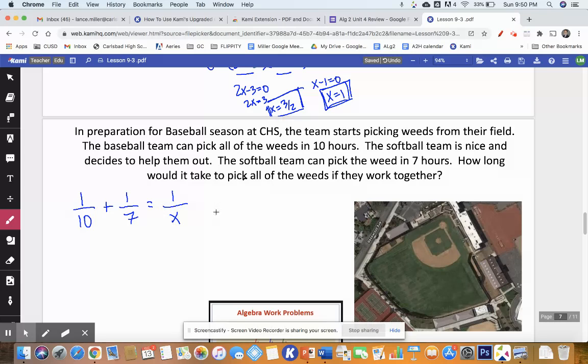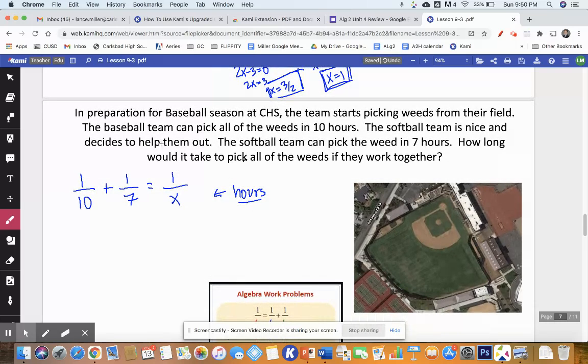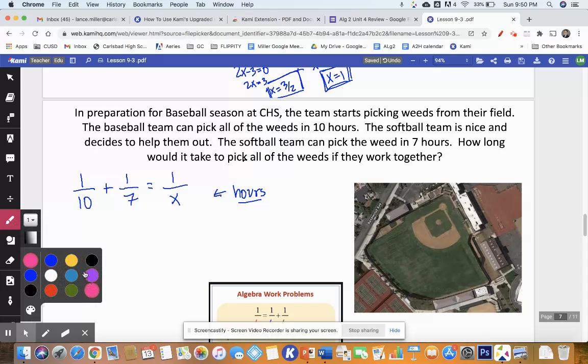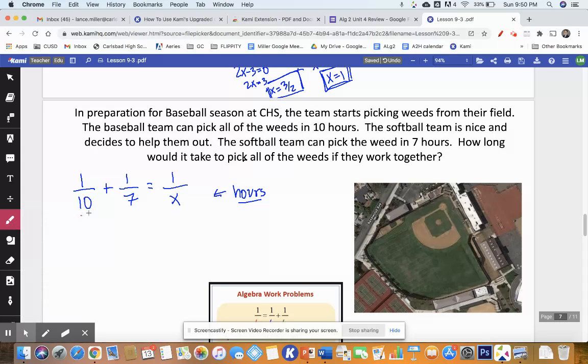hours, okay? So on the bottom here, this is how many hours it takes. So one field in 10 hours, one field in 7 hours, adding them together, they can pick one field in X hours. So we have the setup. That's probably the hard part. Now we need to do what we do with solving rational equations. Okay, we're factoring, everything's factored. I just need an LCD between 10, 7, and X.